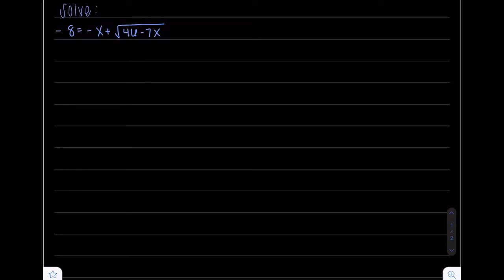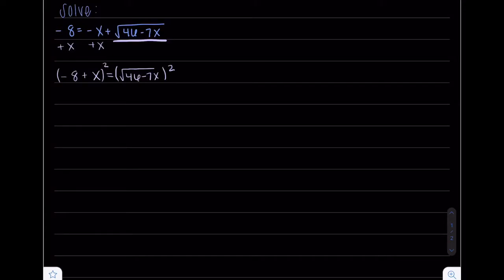So to start this problem, remember we want to get this radical all by itself. So the first thing that I'm going to do is add over this x so that we get -8 plus x equals radical 46 minus 7x. Now that we have the radical by itself, we're able to cancel it by just squaring it. To get rid of a square root, we're just going to square it, and then that will cancel.